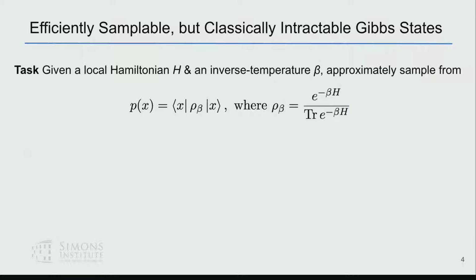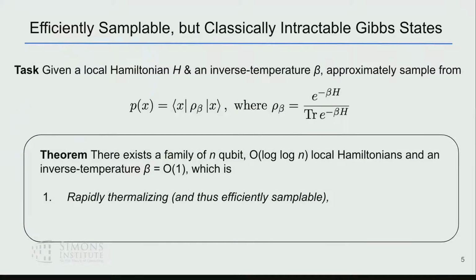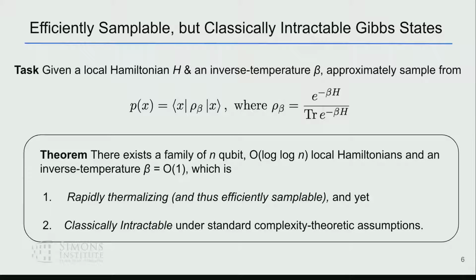With that, I can start to formalize the task we're going to study. Given a local Hamiltonian, specified by its local interactions, and some inverse temperature beta, we consider the task of approximately sampling from the distribution given by measuring the Gibbs state, in particular in the computational basis. Our main result says that there's a family of n-qubit nearly local, namely log n local, Hamiltonians, and some constant inverse temperature, which is both rapidly thermalizing, or if you prefer, efficiently sampleable on a quantum computer, and yet classically intractable under standard complexity theoretic assumptions which arise in the literature of quantum advantage, which I'll get to describing shortly.